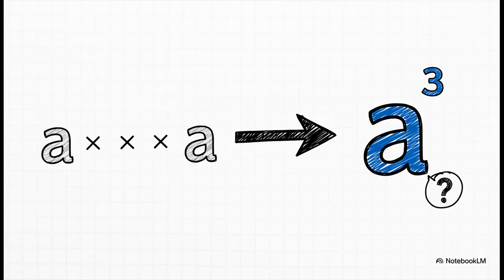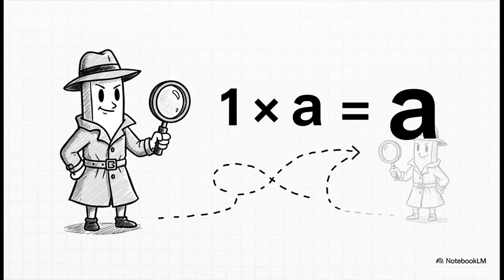Okay, so what if we're multiplying the same letter over and over again, like A times A times A? Instead of writing it all out, we can use another shortcut. We write the letter A just one time, and then we write a little 3 up in the corner. This little number is called an exponent, and it's just telling us how many times to multiply that letter by itself.